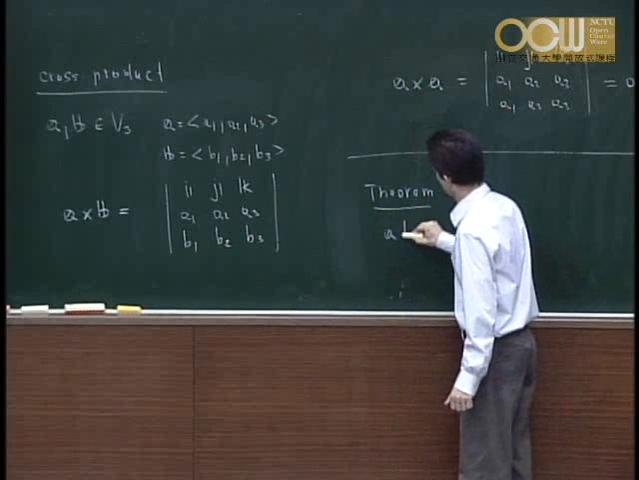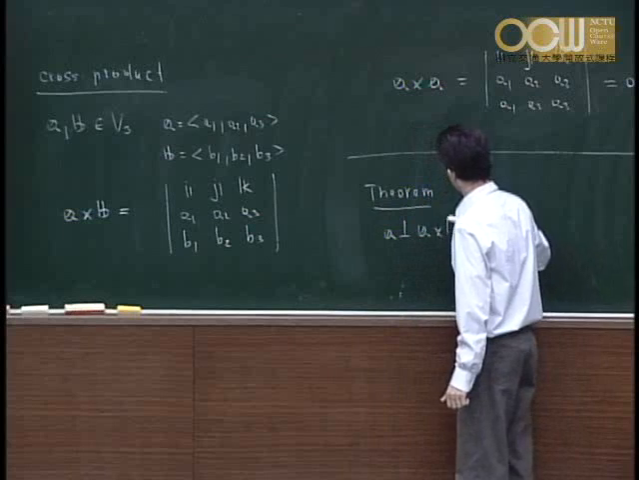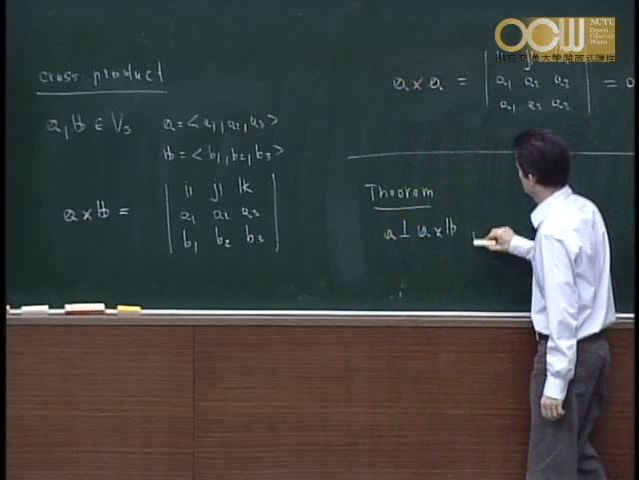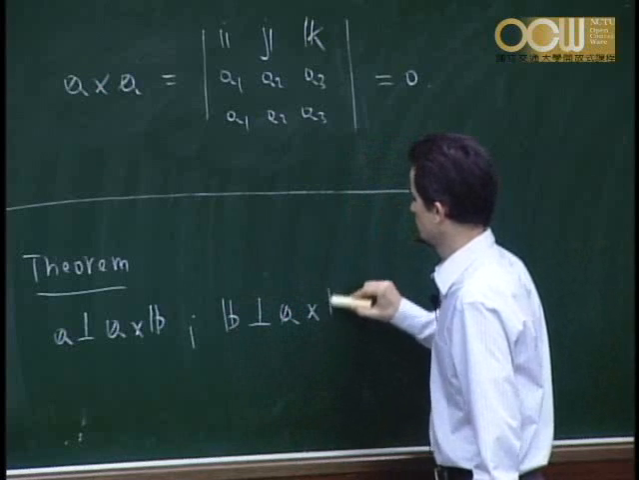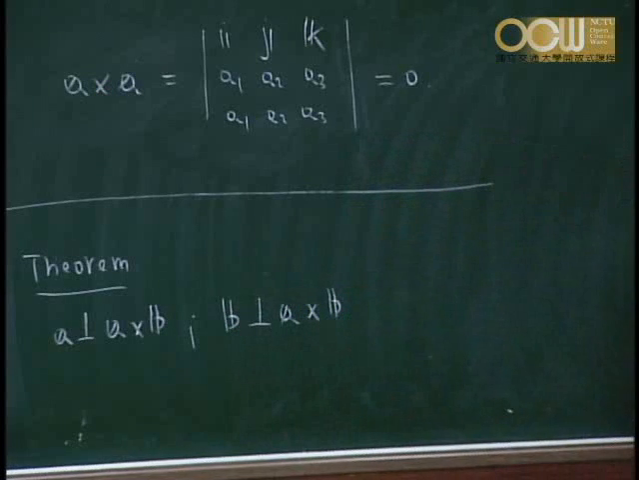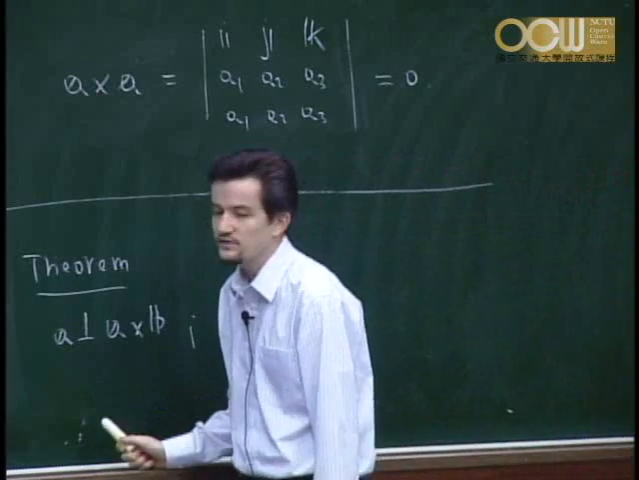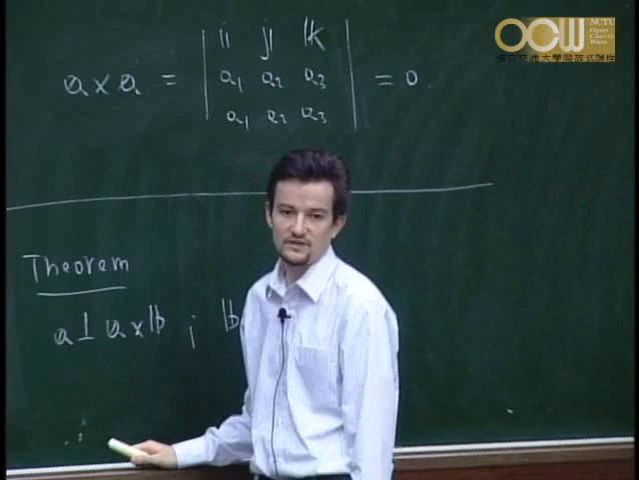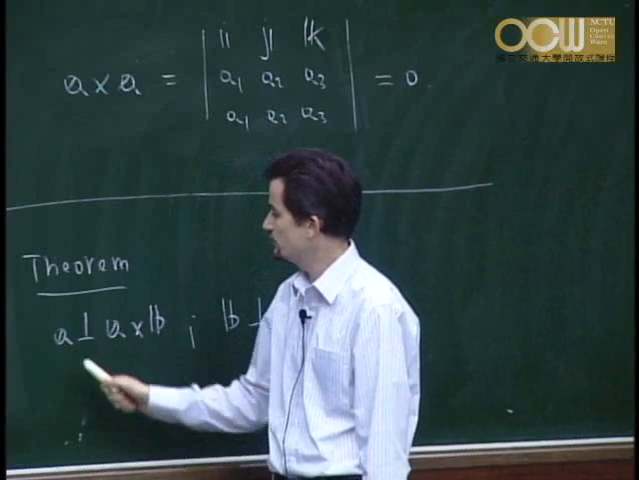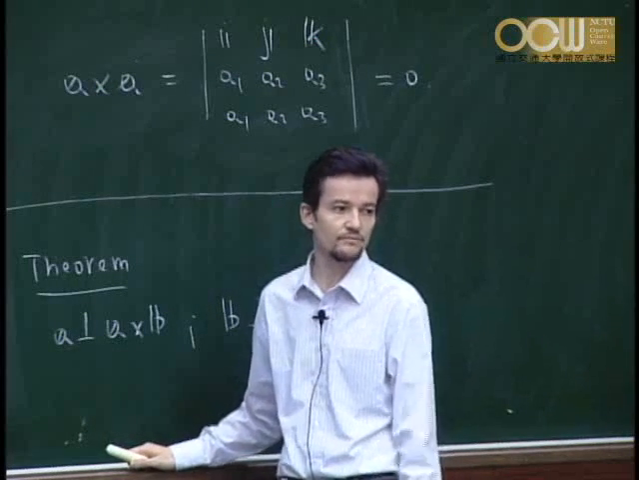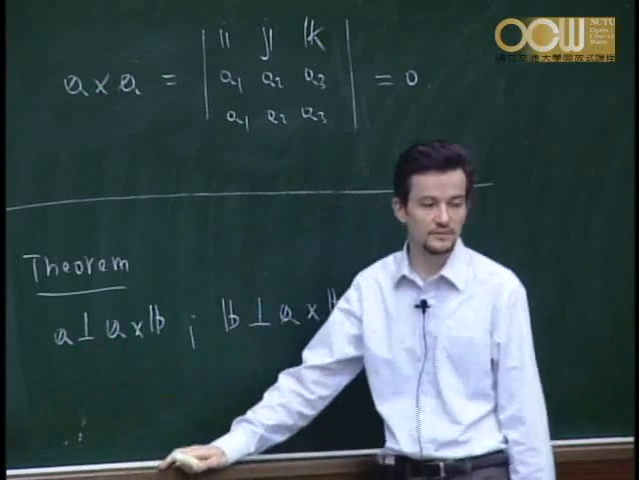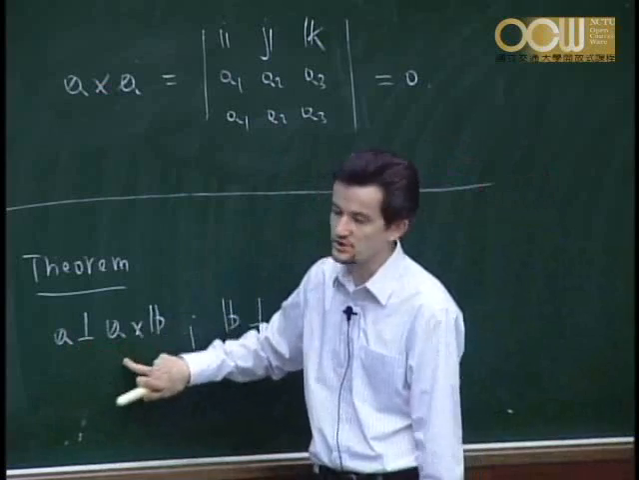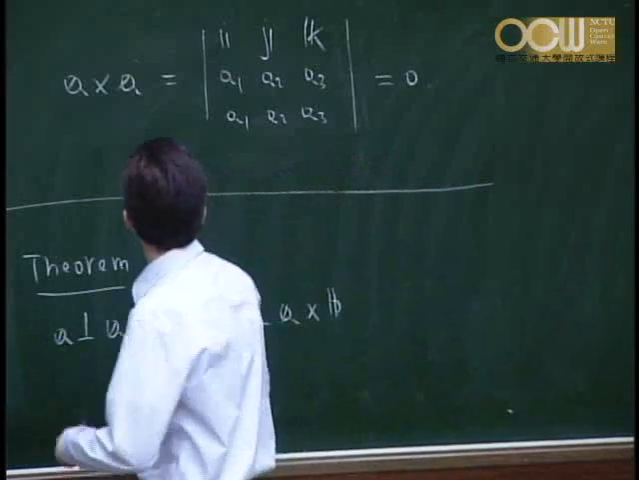So A is orthogonal to the vector product of A and B, and B is also orthogonal to the vector product of A and B. That's the first property, and it is easily proved, because if you have to prove that two vectors are orthogonal, what you normally use is the dot product. So you just prove that the dot product between those two is equal to 0. But the dot product, by definition, okay.